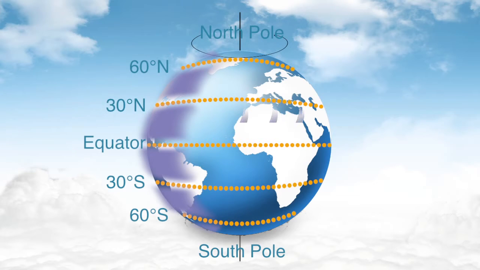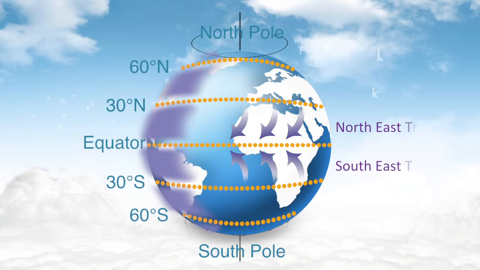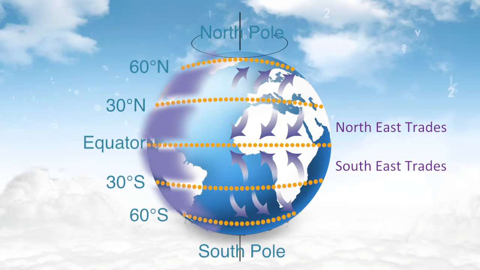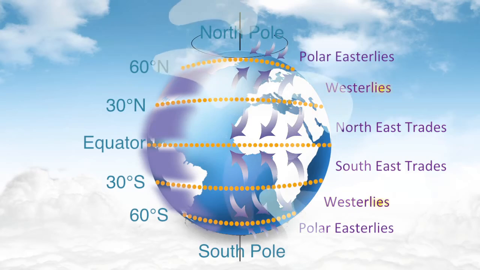In the northern hemisphere, near the equator, winds come from the northeast and are called the northeast trades. Halfway between the equator and the North Pole, winds come out of the west and are called the westerlies. Near the North Pole, winds come out of the east again and are called the polar easterlies.